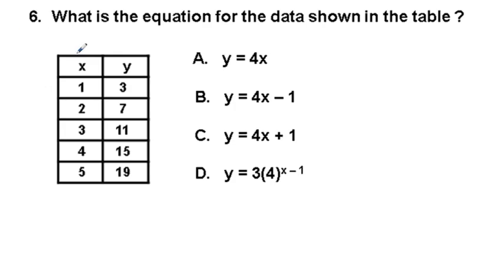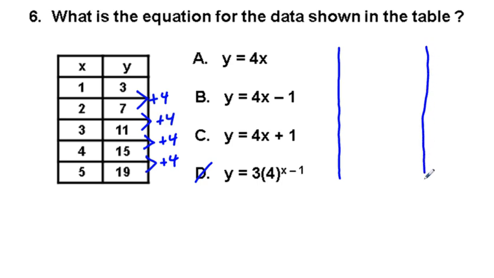6, what is the equation for the data shown in the table? So we can try different things. We should notice that we have a common difference here of plus 4 that persists throughout. So we know we have to have a slope of 4, and we know that D cannot be a correct answer.